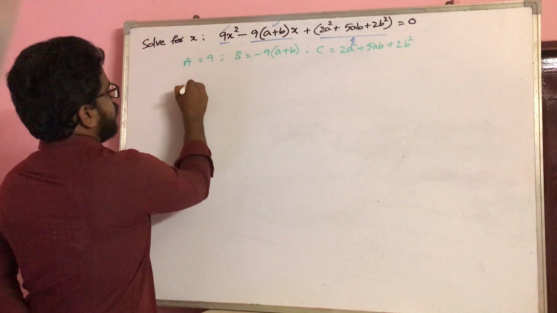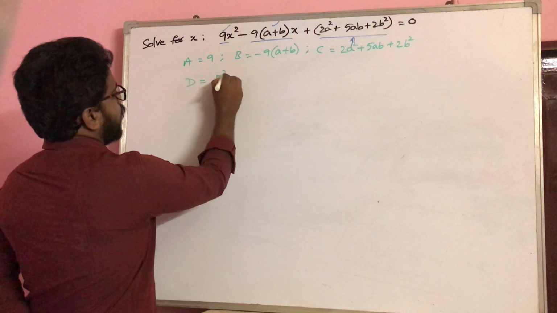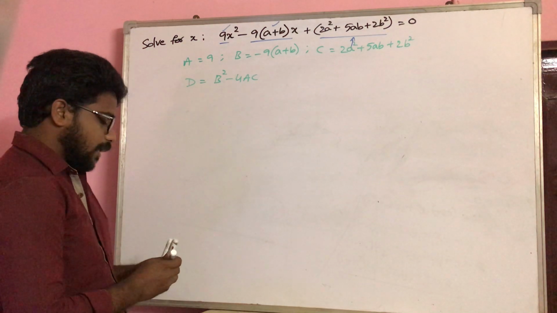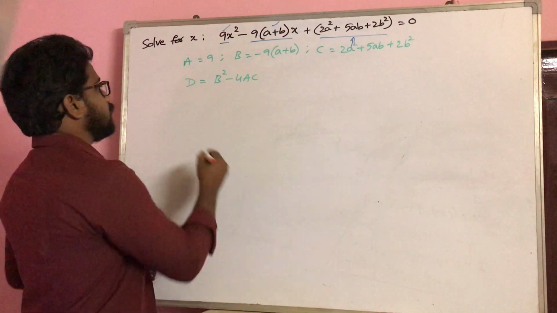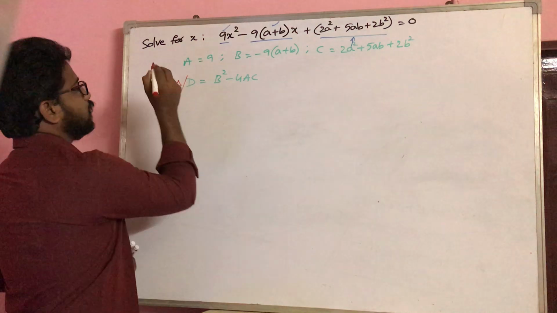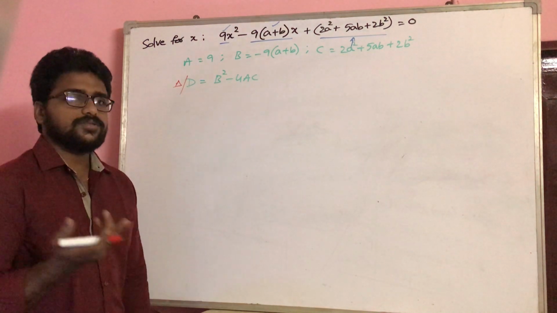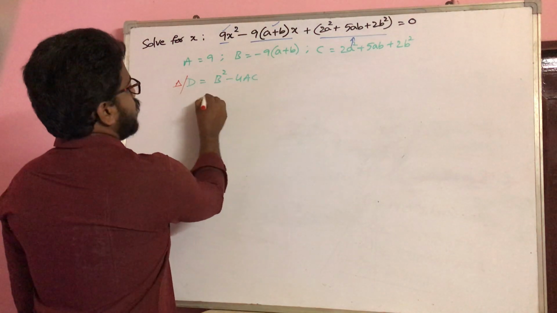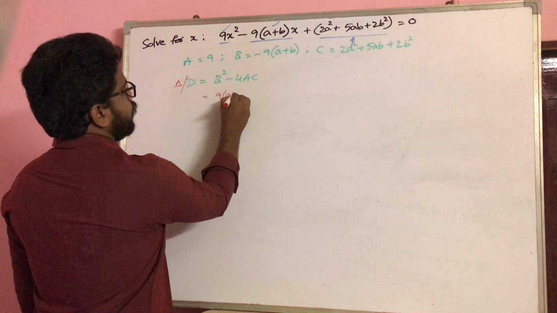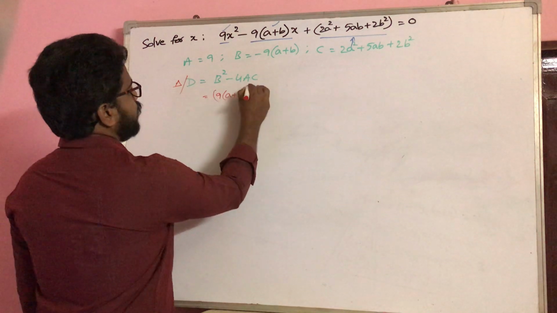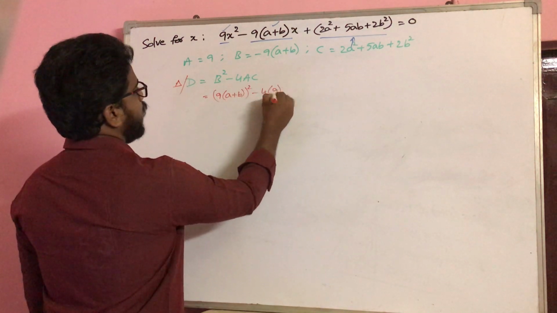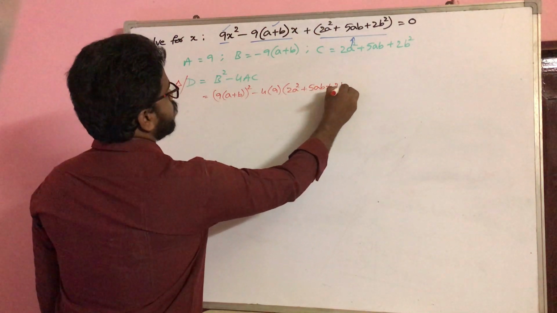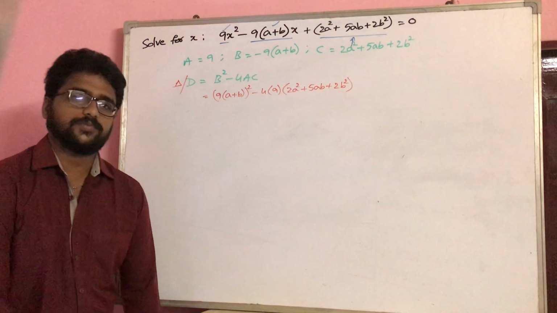Let us first find the value of D, that is the discriminant, b square minus 4ac. In the last class we discussed that the discriminant can also be represented with delta. Some standard books use delta, some books use D. Both are the same. So let us substitute: this is 9 of a plus b whole square minus 4 times a, which is 9, and c, which is 2a square plus 5ab plus 2b square.